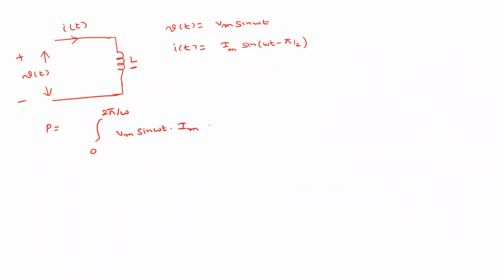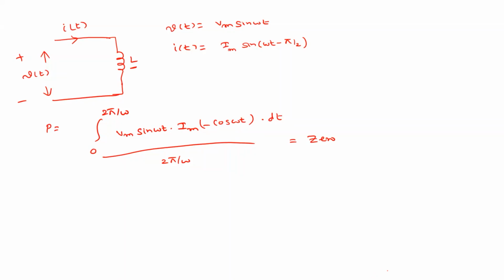So into minus cos omega t into dt, all by 2 pi by omega. So what is this value? 0, sir. So this value is 0. Agree? So that means the power dissipated in a pure inductor is 0.